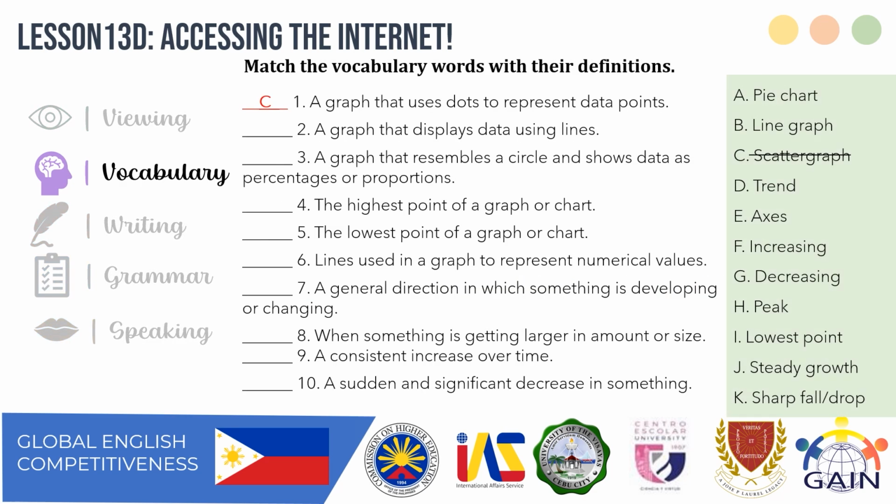Let's put your vocabulary to a test. Match the vocabulary words with their definitions. For example, in number 1, a graph that uses dots to represent data points is called a scatter graph. Thus, we write letter C. Now pause the video and answer the rest of the items. Here are the correct answers.